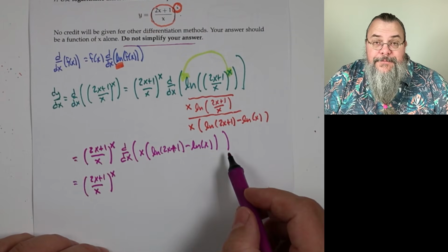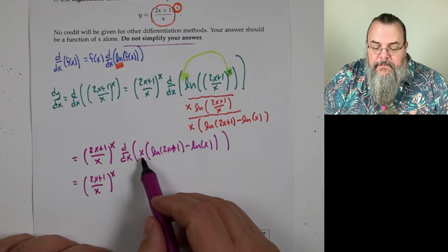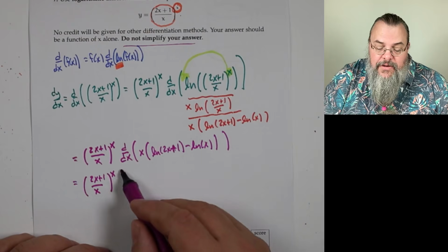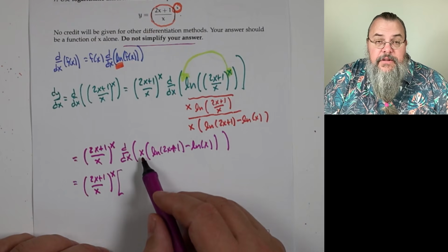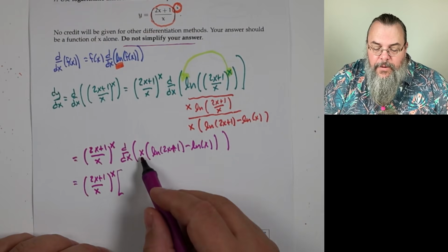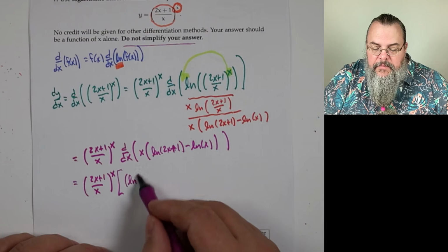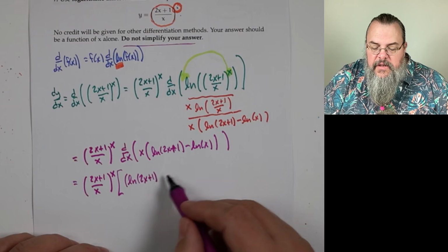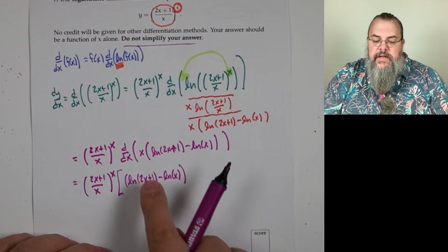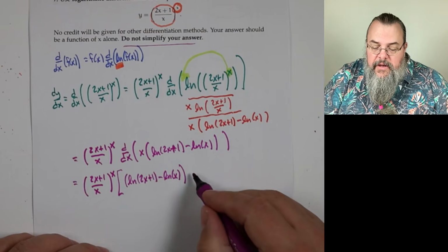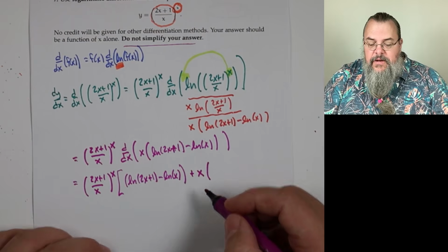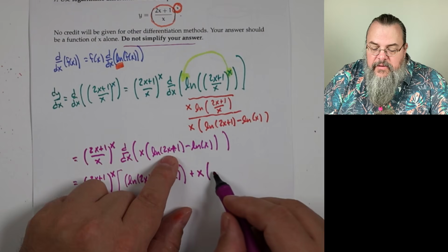What rule do we need? Well, we have a function, x, times a function. So let's go product rule. I'll take the derivative of the first times the second. So the derivative of the first is 1. So that makes log of 2x plus 1 minus log of x. All right, derivative of the first times the second plus the first, x, times the derivative of the second. Well, I take the derivative of log of 2x plus 1.